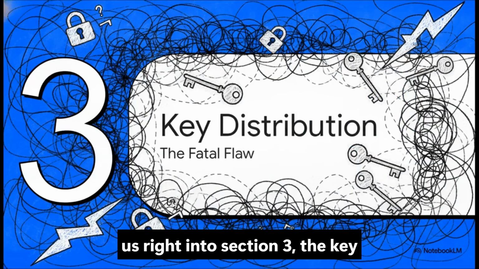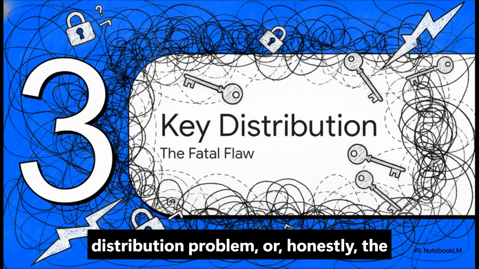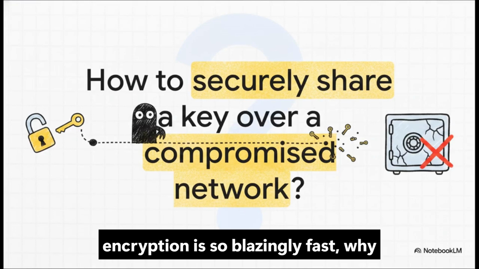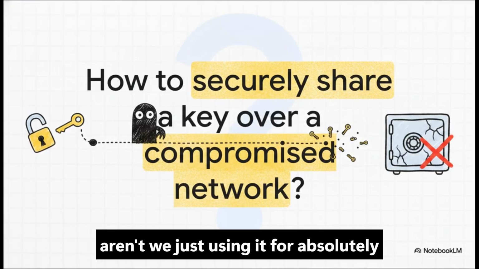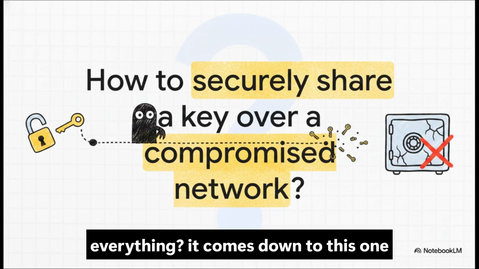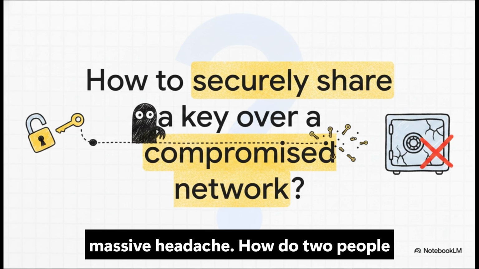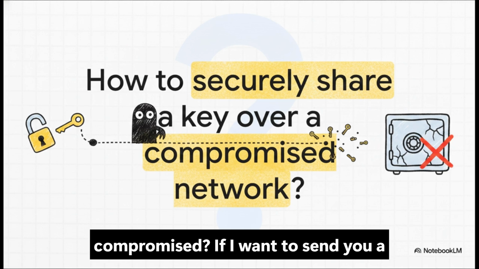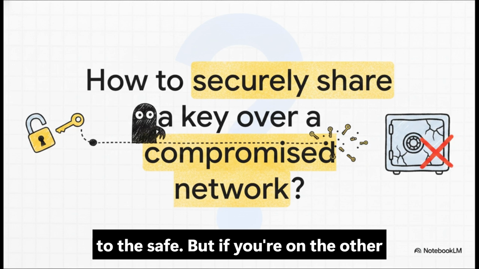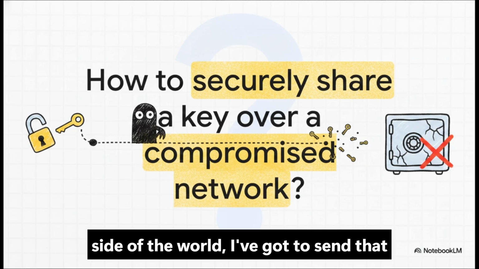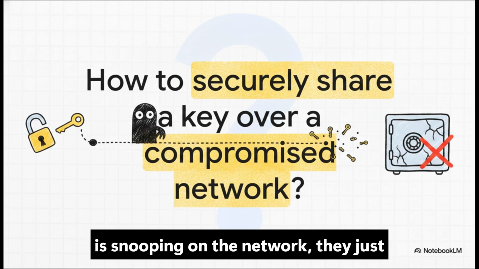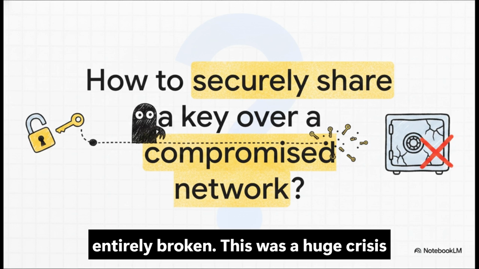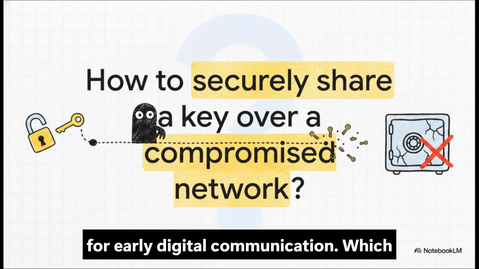But wait, that leads us right into Section 3, the key distribution problem, or, honestly, the fatal flaw. Because, look, if symmetric encryption is so blazingly fast, why aren't we just using it for absolutely everything? Well, it comes down to this one massive headache. How do two people establish a shared secret key securely over a network that's already compromised? If I want to send you a secure file, I have to give you the key to the safe. But if you're on the other side of the world, I've got to send that key over the open internet. And if anyone is snooping on the network, they just snatch the key as it goes by. Game over. Once they have it, the whole system is entirely broken. This was a huge crisis for early digital communication.